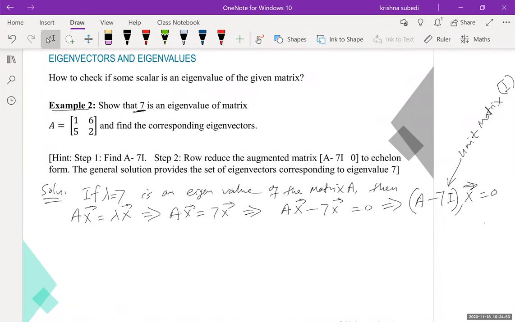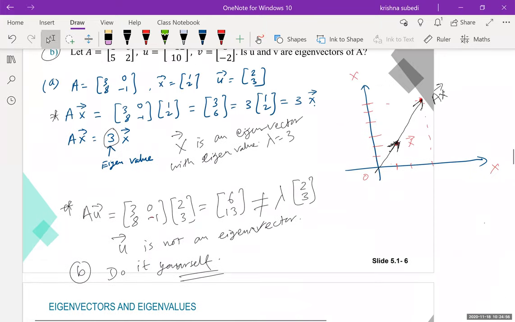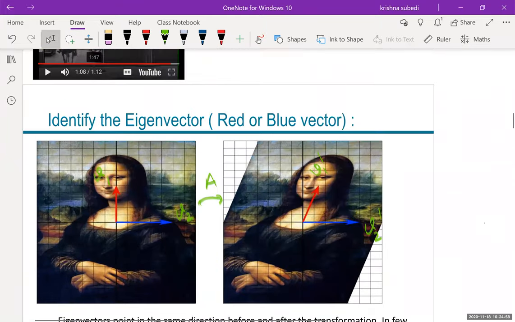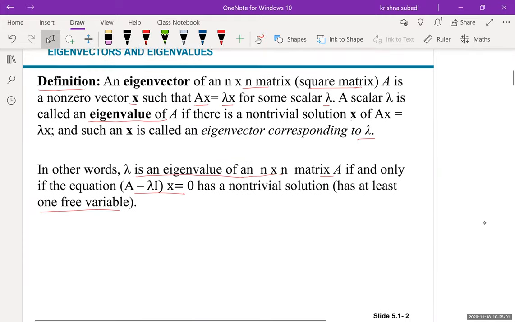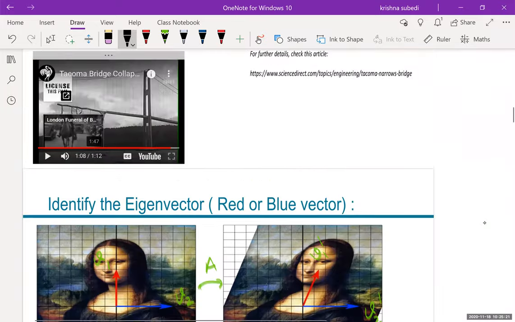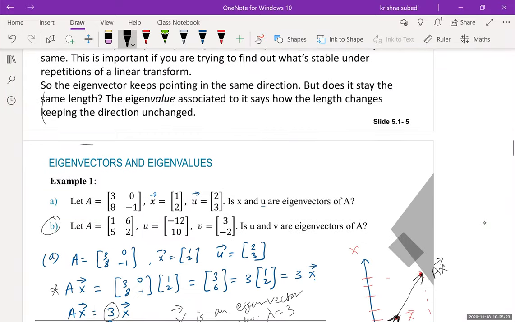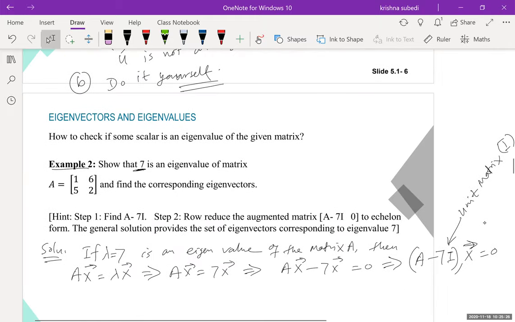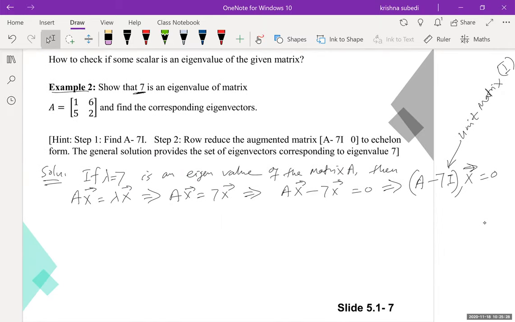Okay, so now let's go back to the definition. What we have said in the definition is lambda is an eigenvalue of an m by n matrix A if and only if the equation A minus lambda I x equal to zero has a non-trivial solution. It means it has at least one free variable. So if we solve this system and there is a free variable, that means 7 must be the eigenvalue for that matrix. So let us solve this system.